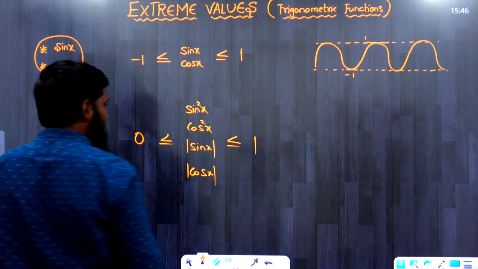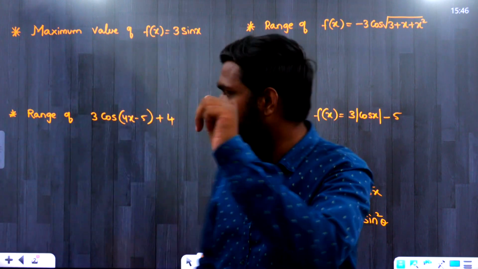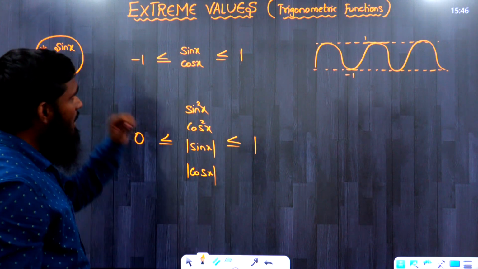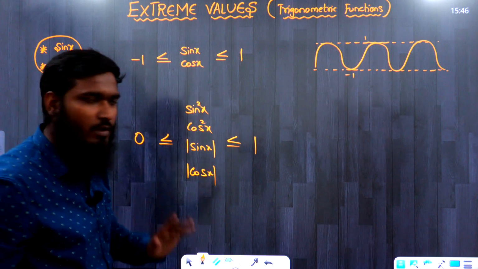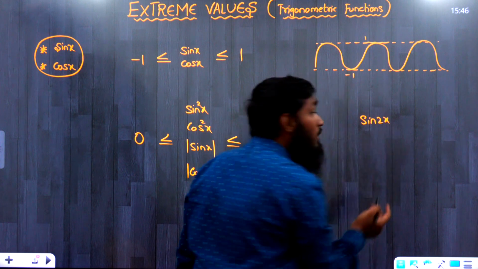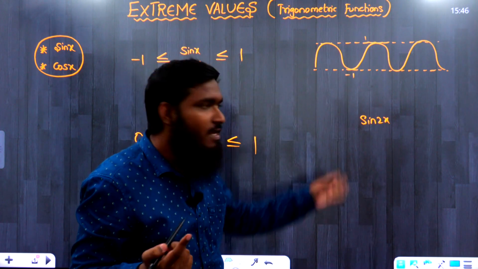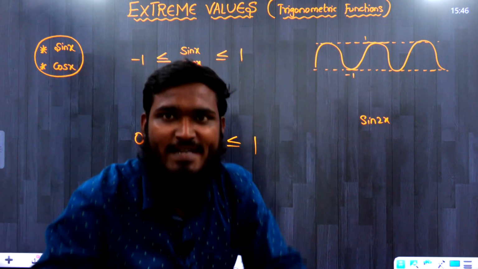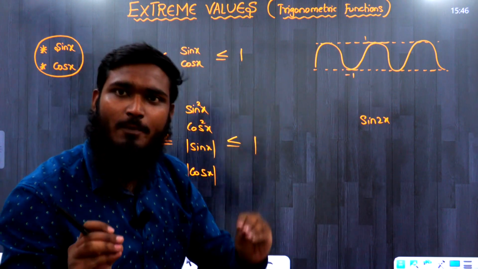Let us try to solve. Come on, let us solve these questions now. One more point before that, listen here. I have told you sin x and cos x have minimum value -1 and maximum value +1. But sometimes we will have sin 2x. For sin 2x, what is the minimum value? -1 only. Understood? Sin 2x, sin 3x, sin 5x, sin 10x, sin 17x, whatever it may be, minimum value will be -1, maximum value will be +1.